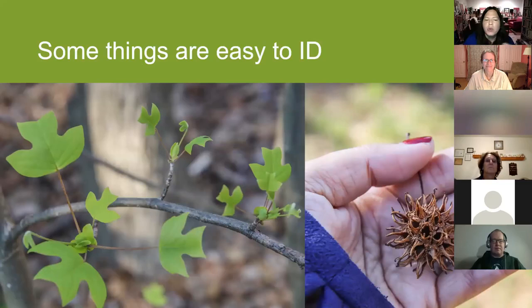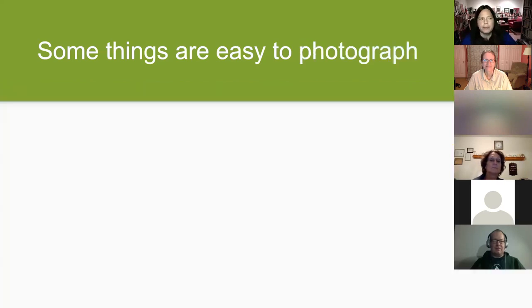Some things are easy to ID. I actually am such a nerd that I carry around a sweet gum seed ball pod in my camera bag so that I can demo iNaturalist at any time. Because it is such an easily recognizable thing, unless it was a really bad picture, someone might think it's a sea urchin or something, it's going to get identified pretty quickly. And then we have the tulip tree leaves on the left, a very identifiable, diagnostic type of leaf, very easy for iNaturalist to pick up.